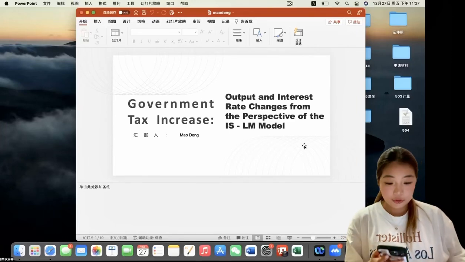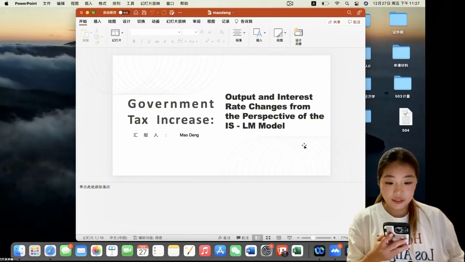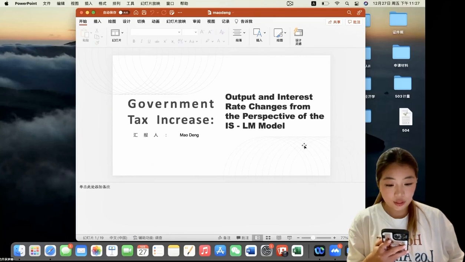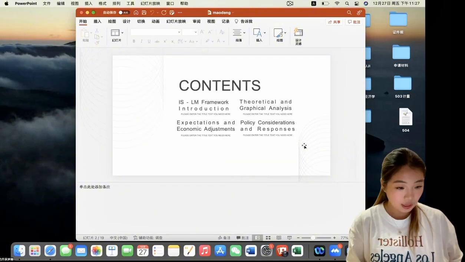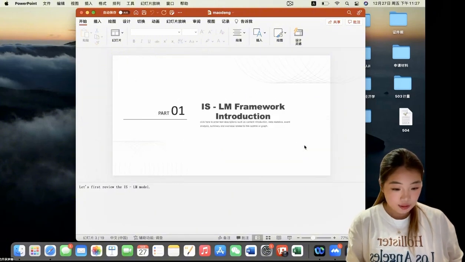Today I'm going to discuss the impact of a government tax increase on output and interest rate from the perspective of the ISLM model. Let's start with the ISLM model.